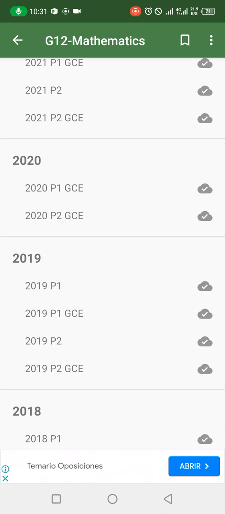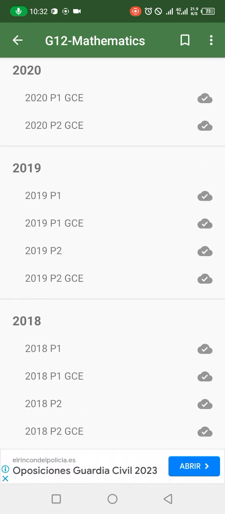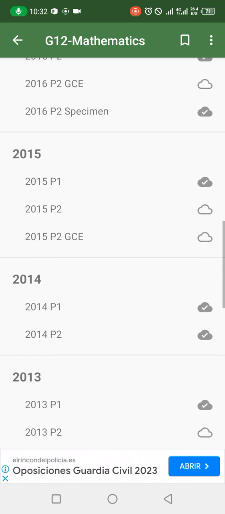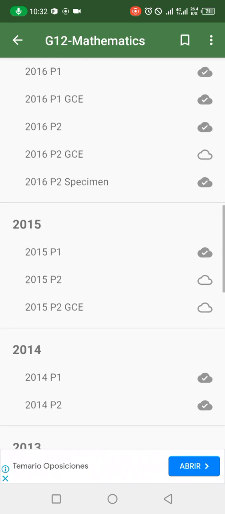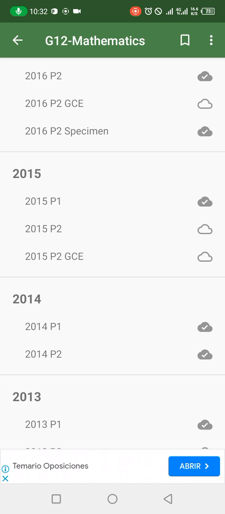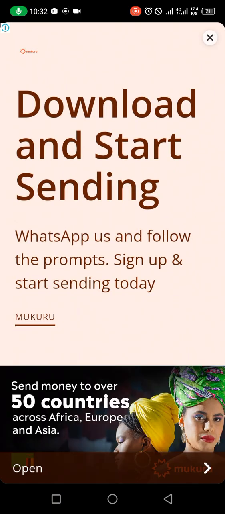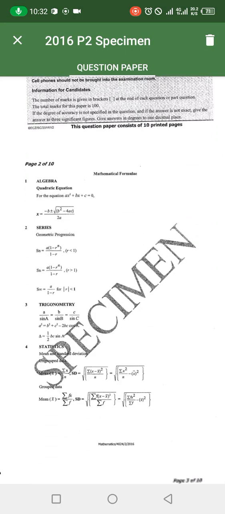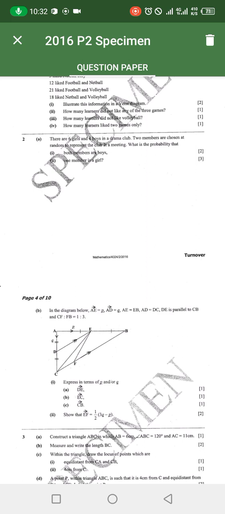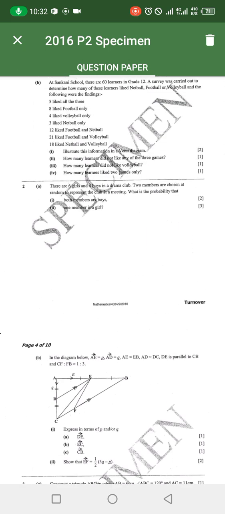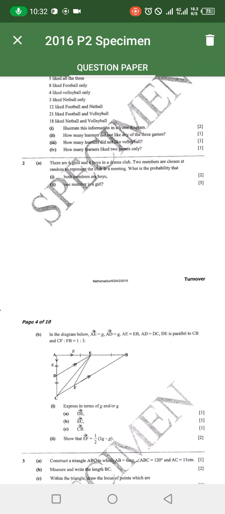And then also, which other question was very easy here? I think 2016 was also easy. Let's see, 2016 specimen. So take note of 2016 specimen. It will be written 2016 specimen. So find a way to find those papers and download them. 2016 question 2B. You should do that question.